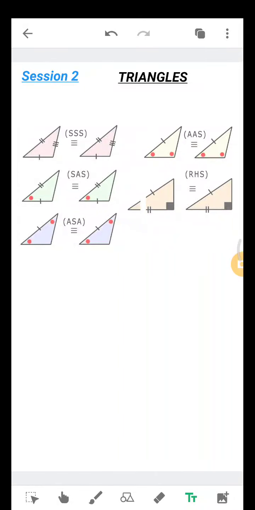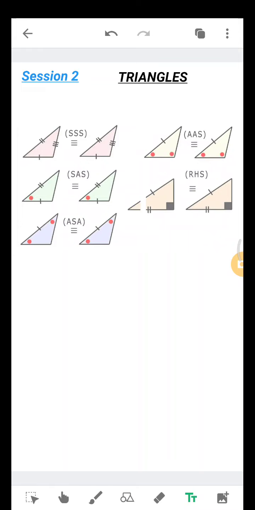Welcome back to session 2 of triangles. In the last session, we learned the congruency rules of triangles, and I also gave you an activity to draw these triangles and write the congruency rules on a chart. Let's recall these congruency rules and quickly jump to the exercise questions.